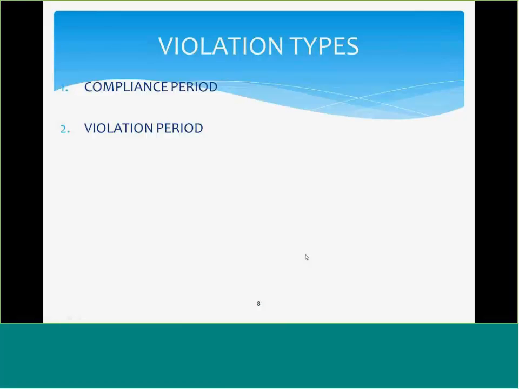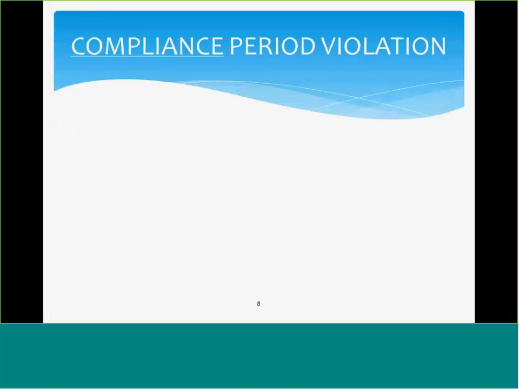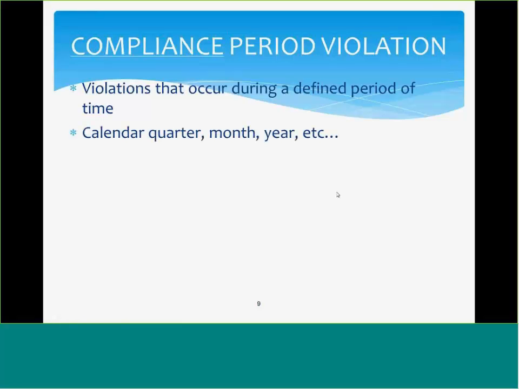So now we're going to talk about violation types. There's two types of violations in SDWIS. We have compliance period violations, and we have violation period violations. Compliance period violations are violations that occur during a defined period of time, such as a calendar quarter, month, or year. Examples would be MCL violations and M&R violations.